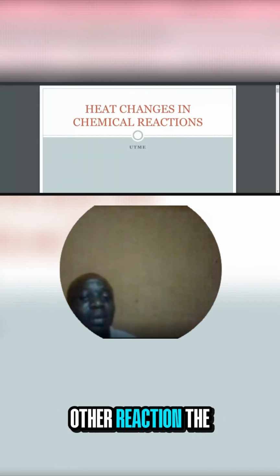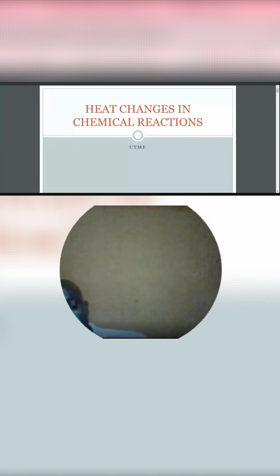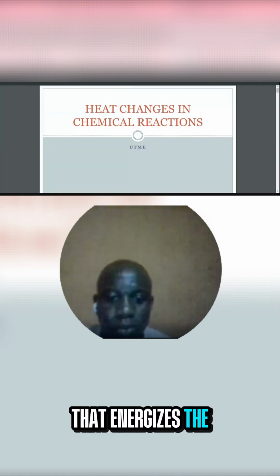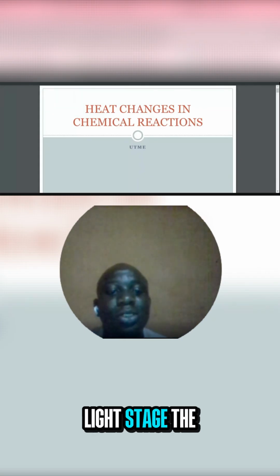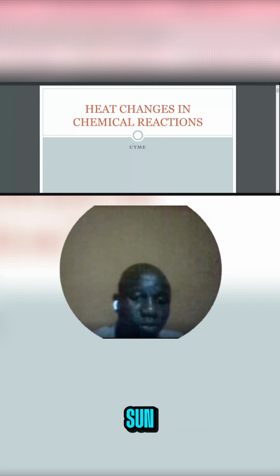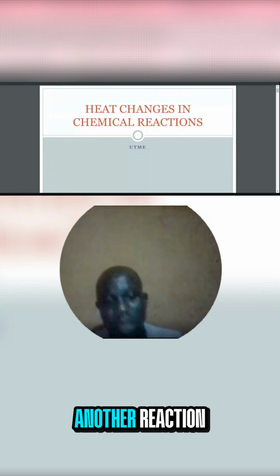There are other reactions, the opposite reaction, like photosynthesis. Photosynthesis requires energy in the form of heat, which comes from sunlight. It's the sunlight that energizes the chlorophyll. Remember, in photosynthesis you have the dark stage and the light stage. In the light stage, the chlorophyll is energized by the energy coming from the sun, so the energy comes in before the reaction occurs.